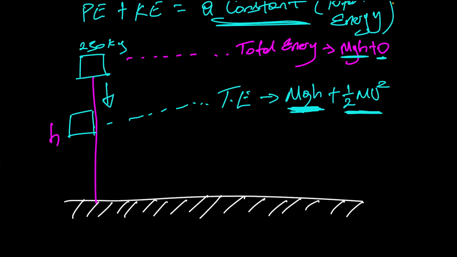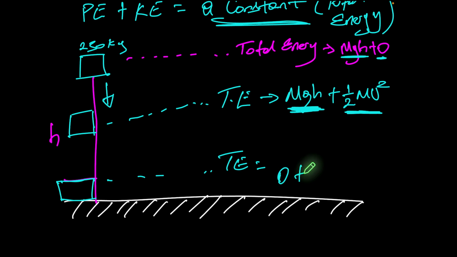And what's going to happen is as we fall closer to the ground, the moment just before, like let's say microseconds before we hit the ground right there, then what's going to happen with our total energy is it's going to virtually be zero for the potential energy at this point.